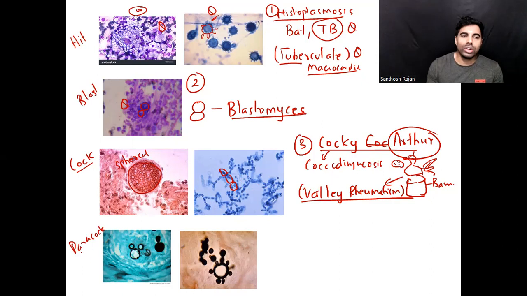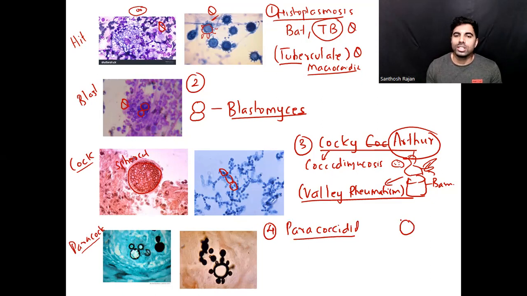Now, paracoccidioidomycosis, the fourth one. What to do here? Cock is already there. With the cock, add para. It means many budding yeast cells around, not just one, many like this. So we call this paracock. Look at this shape, it looks like a Mickey Mouse.